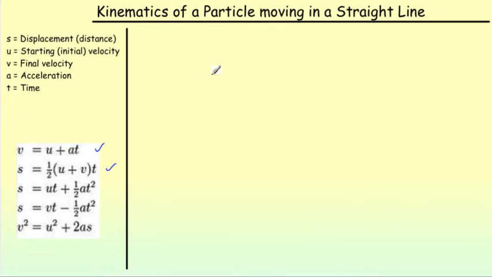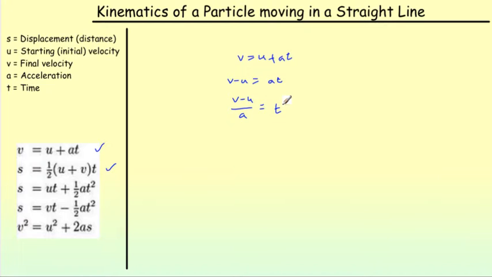So first of all, if we start with the first equation that we came across, which was v is equal to u plus at. And if we do some rearranging here to make t the subject, we can subtract u from both sides to give us v minus u equal to at. And then if we divide both sides by a, we end up with v minus u all over a is equal to t.